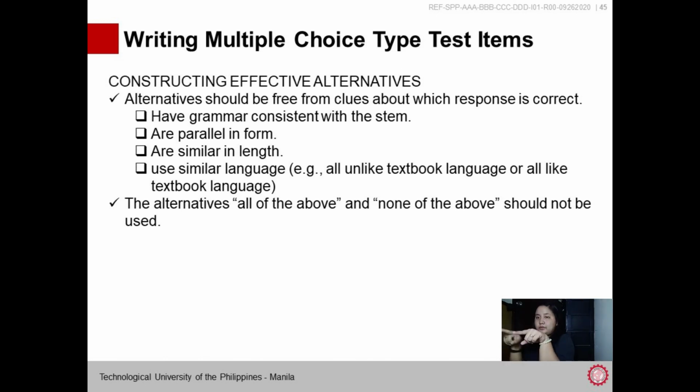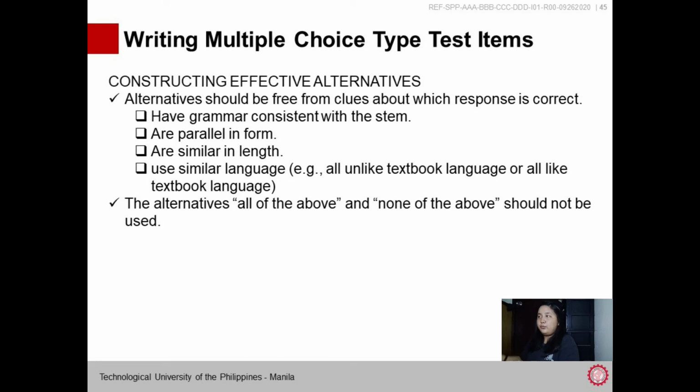So, are parallel in form. Yung parallel dapat, ganyan yung parallel, diba? Okay, so yung dapat parallel in form sila. Kailangan, hindi nag-i-intersect yung stem, tsaka yung alternatives, which is, parang kasi kapag nag-i-intersect, ibinibigay na ng alternatives yung mismong sagot or yung clues, diba?